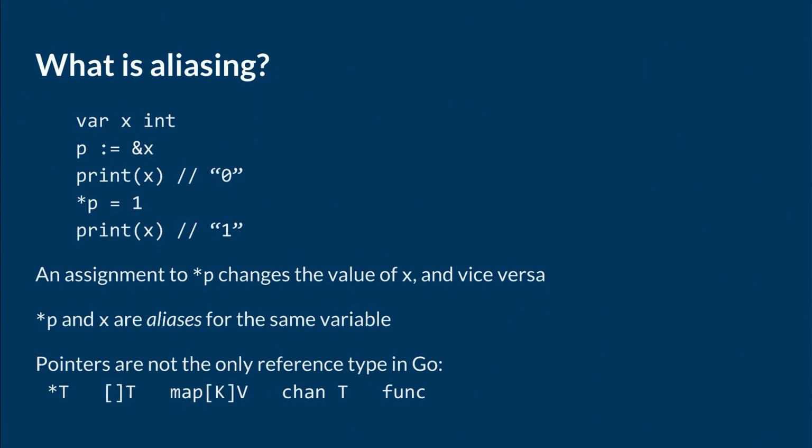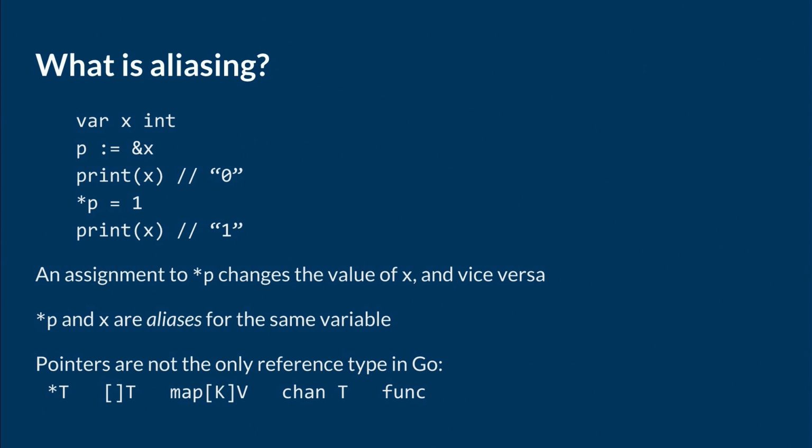So the third set of features relates to aliasing. So what is aliasing? Aliasing is the situation you get when you have 2 names for a variable. In this little program here, we have a variable called x. We take its address and put it in the pointer p. Now that variable has 2 names, x and star p. And anytime any of those names appears on the left-hand side of an assignment statement, the effect of that assignment is observed by all those aliases.